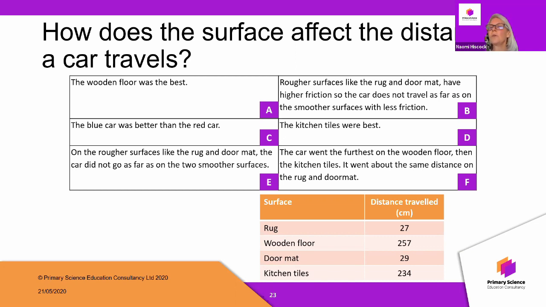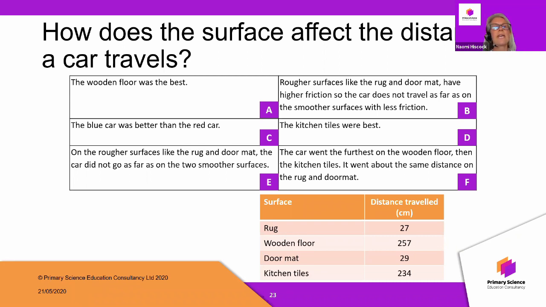So then I would move on to F. Just need to move my chat out of the way so I can read it. The car went furthest on the wooden floor, then the kitchen tiles. It went about the same distance on the rug and the doormat. So that is consistent with the data. And it is at least talking about all the results and not just one of them.